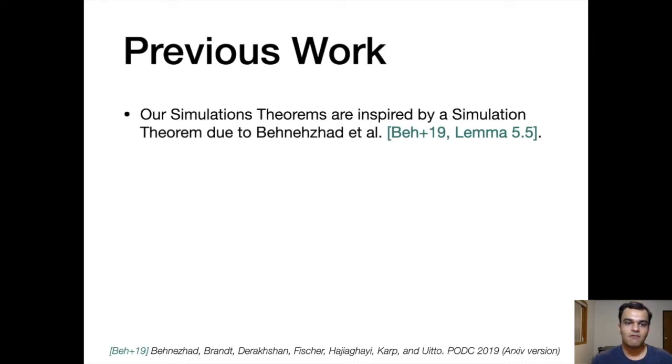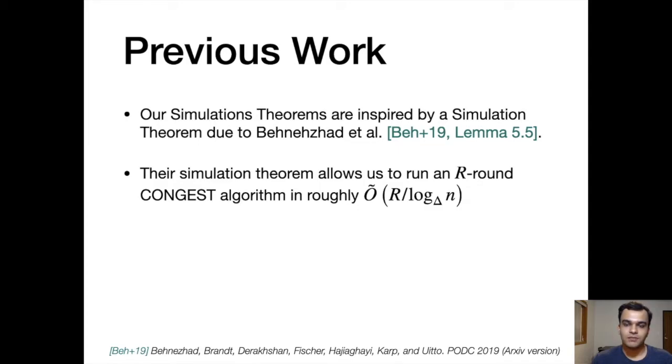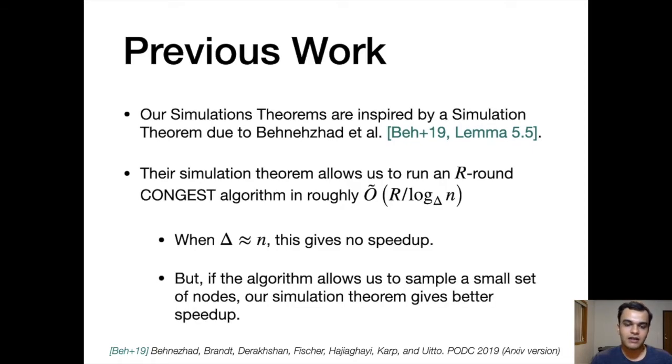Some previous work. Our simulation theorems are in fact inspired by a similar simulation theorem due to Ghaffari et al. in PODC 2019. Their simulation theorem allows us to run an R-round CONGEST algorithm in roughly R over log n base delta rounds. But a weakness with their simulation theorem is that if delta is roughly linear, then this does not give us any speed up. But in our case, even if delta is in that range, if the algorithm allows us to sample a small set of nodes, that is alpha is small, our simulation theorem gives us a better speed up.